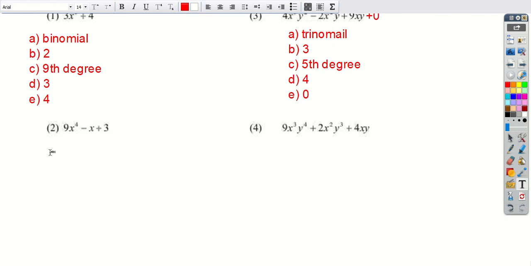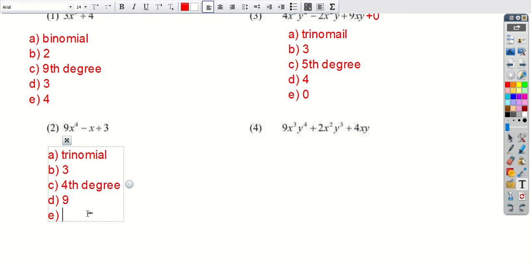Number 2. So this is a trinomial because it's got 3 terms separated by plus or minus signs. The number of terms is 3. The exponents all add to 4, so it's 4th degree. The leading coefficient is 9, and the constant on the end is positive 3.